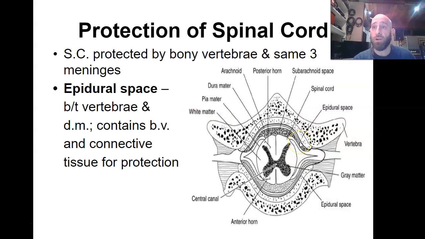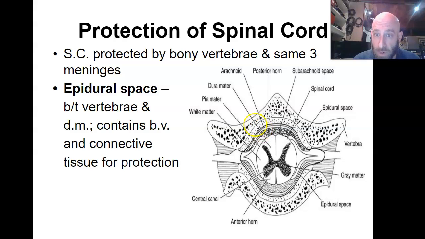Now, you've probably heard of an epidural before. That is an injection that can be used to basically numb a person from that point down. A lot of times when women are giving birth, they'll get what's called an epidural injection, where they go into the space between the vertebrae and the spinal cord, and they inject an anesthetic there. What that does is it numbs the body from that point down.